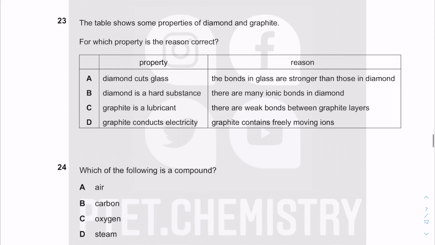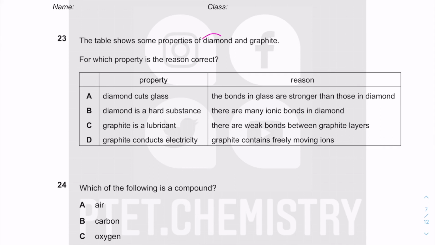So we have a table that shows properties of diamond and graphite. So case studies again and again and again. As you can see, they are very popular case studies. So diamond cuts glass because the bonds in glass are stronger than that in diamond. That is not true. Diamond have very strong bonds, very rigid structure, very hard, and therefore very strong bonds, very hard diamond. That's why you can cut glass. So that doesn't align. That is not the correct reason for the property itself.